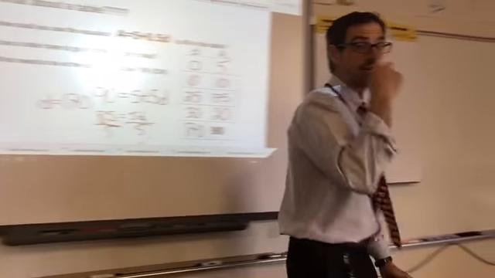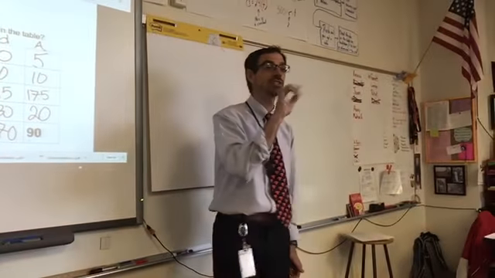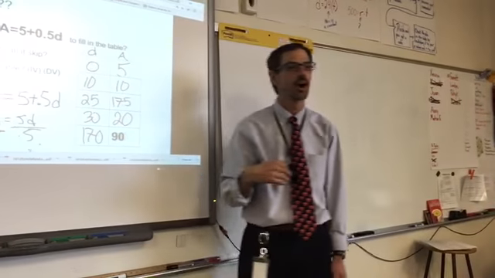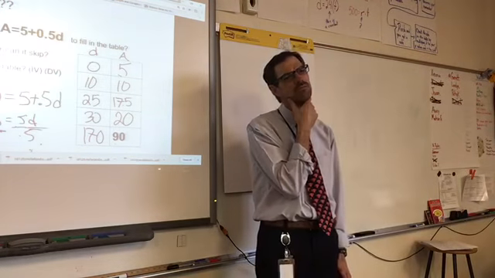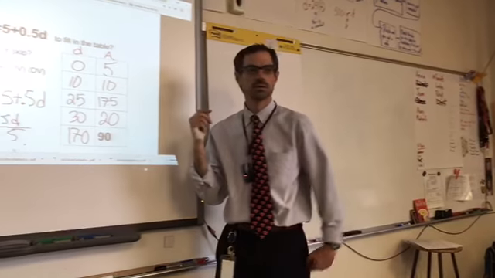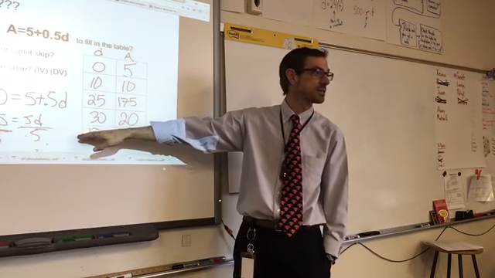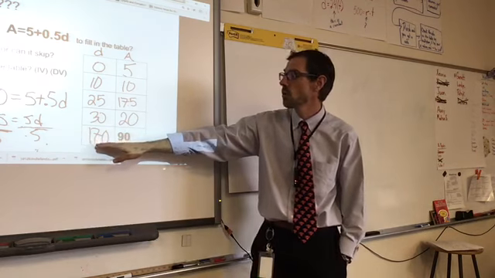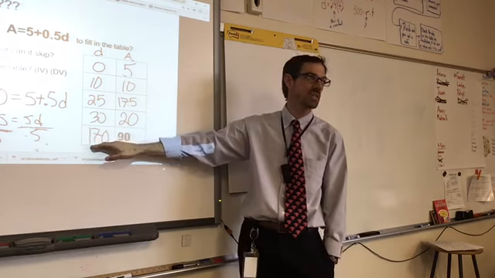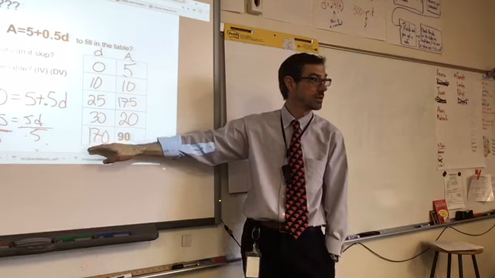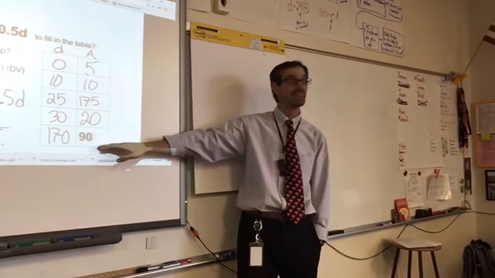So, Mike, you were close. The only thing you forgot to do is subtract the 5. We forgot to do the other 5. So this means when I walk 170 miles, I'm going to make $90.